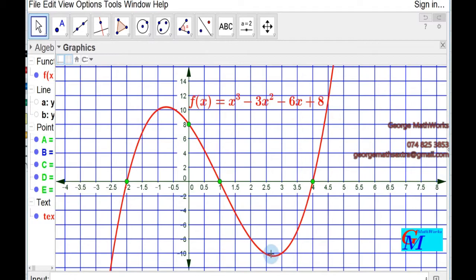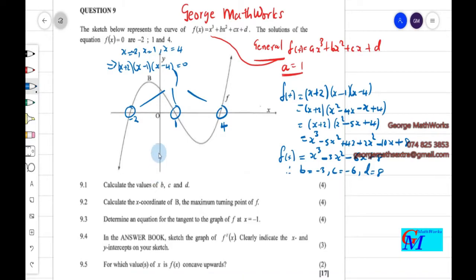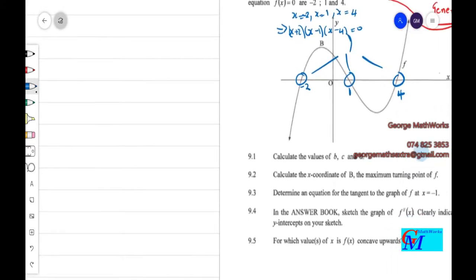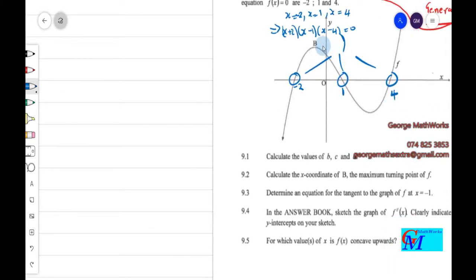Now the question that is coming up next wants us to find the coordinates. It wants us to determine the coordinates of B, which is the maximum turning point. The question says: calculate the coordinates of B, the maximum turning point. Here lies B. B is at this point. So, if B is here, it's the maximum turning point.